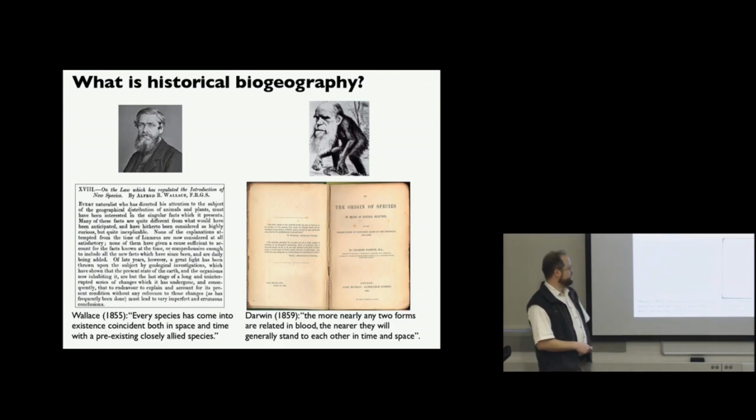Darwin took this up. He actually cited Wallace's paper in The Origin of Species, and Darwin summarized his biogeography analysis in a couple of chapters. He said, "The more nearly any two forms are related in blood, the nearer they will generally stand to each other in time and space."